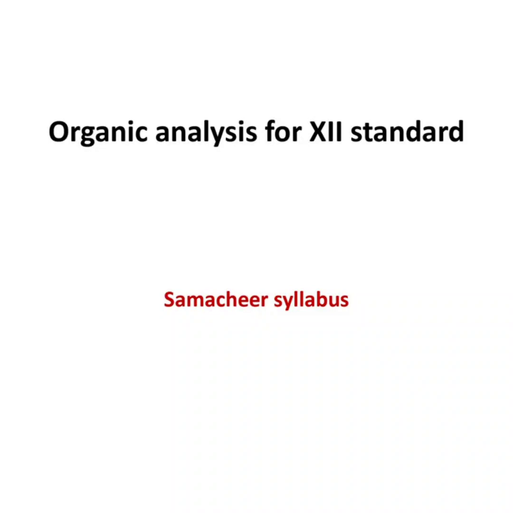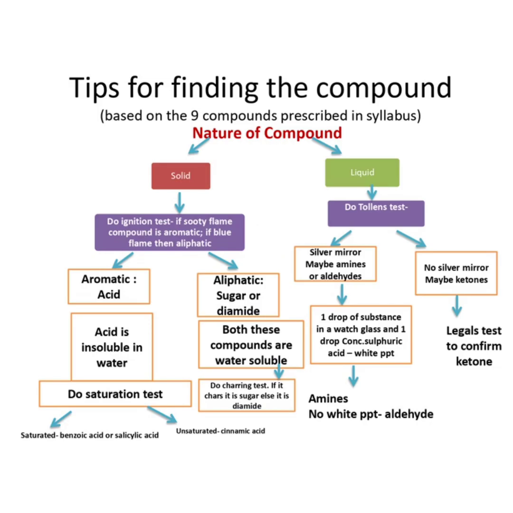So in part 3 we have seen the 7 types, the names of the 7 preliminary tests and the names of 7 functional group tests. Now in this part 4 I am going to give you some tips for finding the compound. An unknown compound may be given to you and you may be asked to find out the functional group.